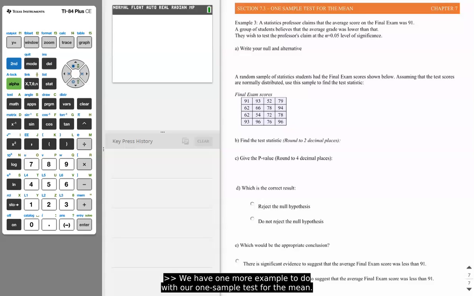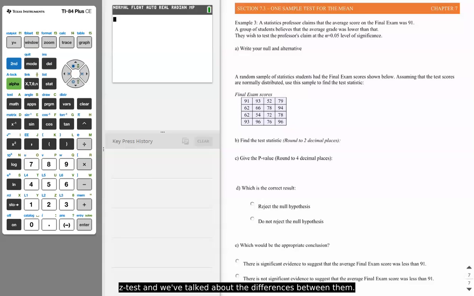All right, so we have one more example to do with our one sample test for the mean. So we've gone through and we've done a t-test, a z-test, and we've talked about the differences between them. So let's go through our last example and determine what test to use and go through our hypothesis steps. So example 3 says the statistics professor claims that the average score in the final exam was 91.